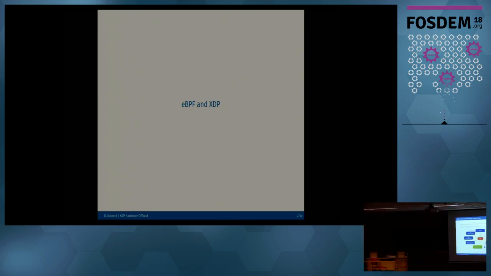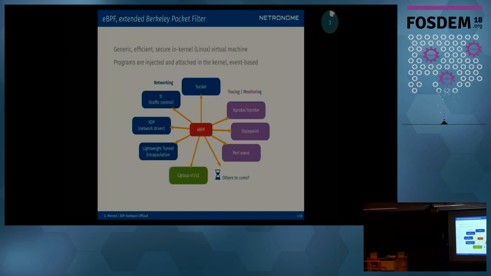eBPF is a virtual machine inside the Linux kernel. This was created first to filter packets. Now it's a bit more generic than that. We have a variety of attach points inside the kernel for attaching various kinds of programs. We have TC for traffic control, where you can get some packets and process them. XDP is nearly the same thing, but at the driver level to get more performance. We have a lot of tracing and monitoring applications. You can attach programs to kprobes, for example, or to trace points.